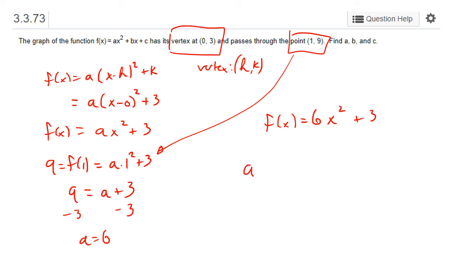Find a, b, and c. A equals 6. C is the number being added on here, that's 3. But what does b represent? Referring to standard form of a parabola, b is the number multiplying x. A is the number multiplying x squared, b is the number multiplying x, and c is the constant hanging off. In our expression, the number multiplying x squared is 6, 3 is hanging around not multiplying any x's, but what number is multiplying x? It's not there, meaning it's there multiplied by 0, so b is 0.